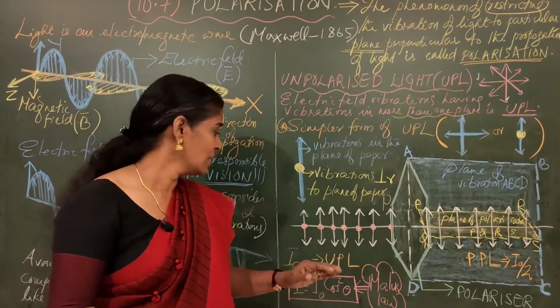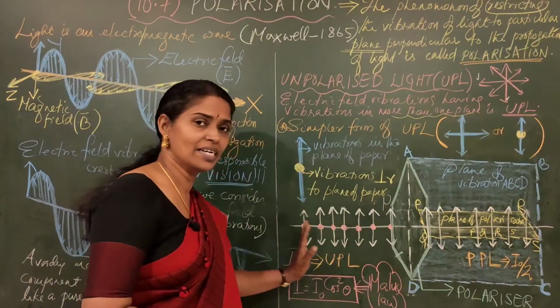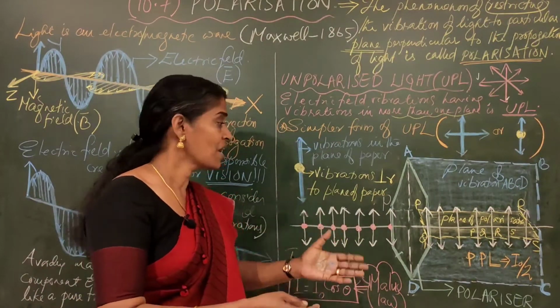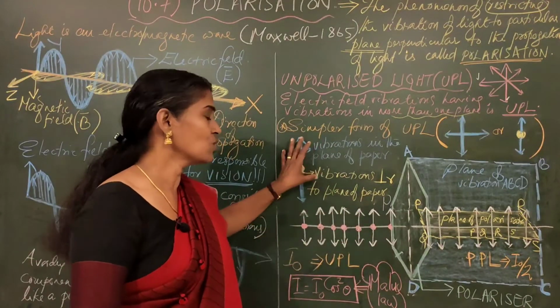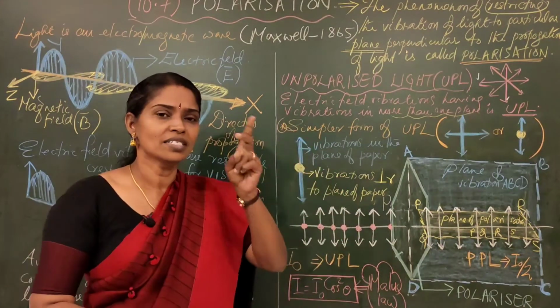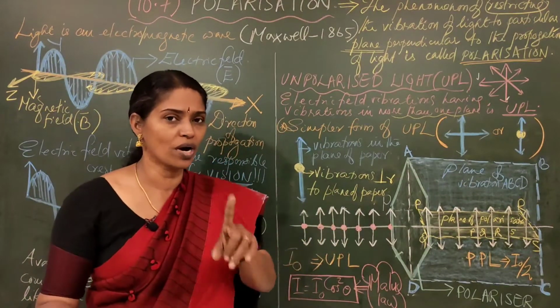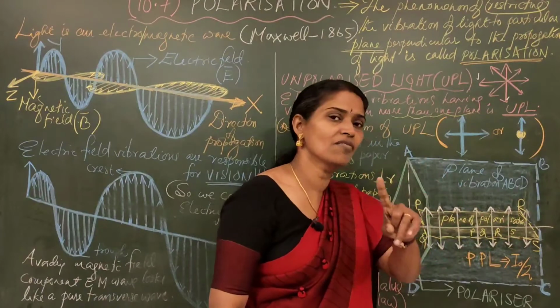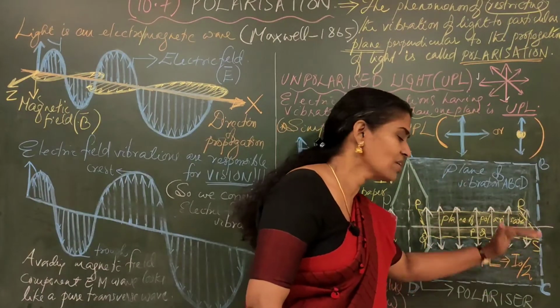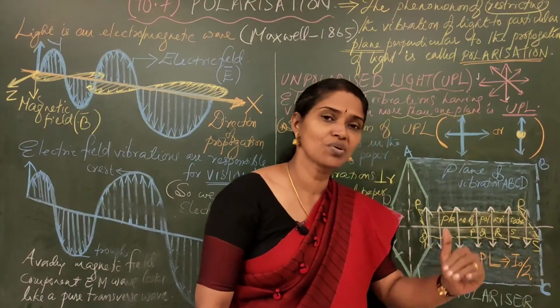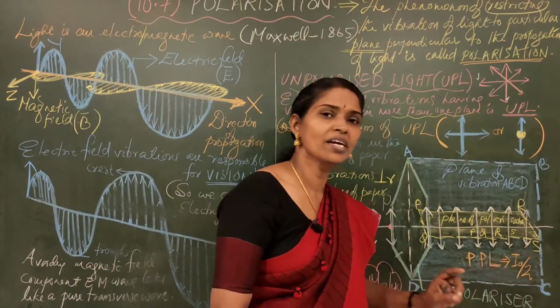I0 by 2 means that if I0 is the incoming unpolarized light, half of it remains. All the vibrations are summed to two vibrations, and from that you take apart one, so the remaining is a single vibration. So the intensity also reduces to half. That is I0 by 2.